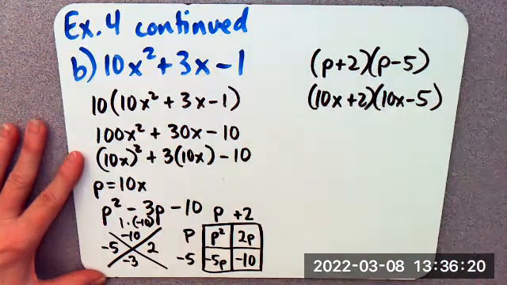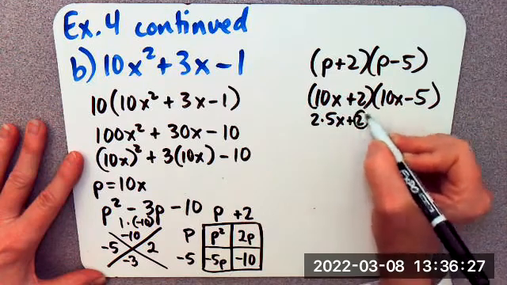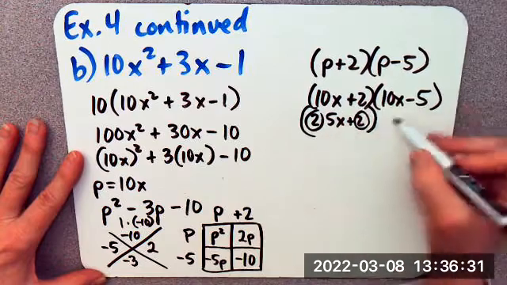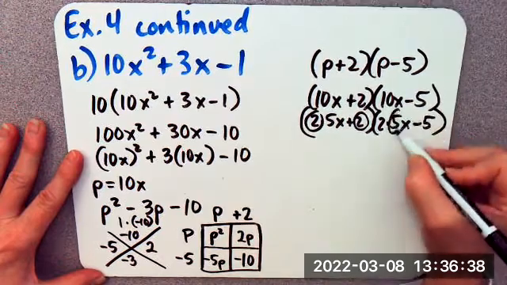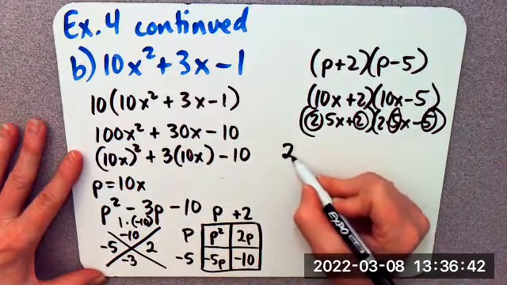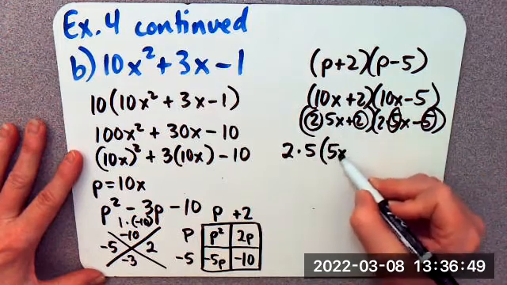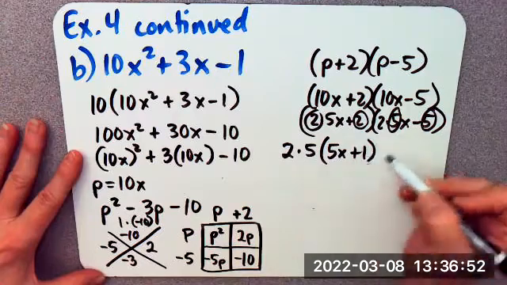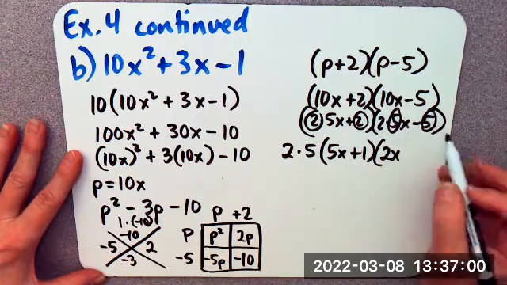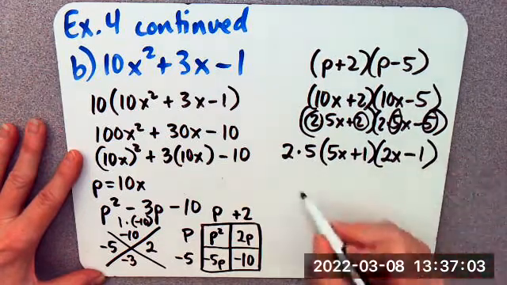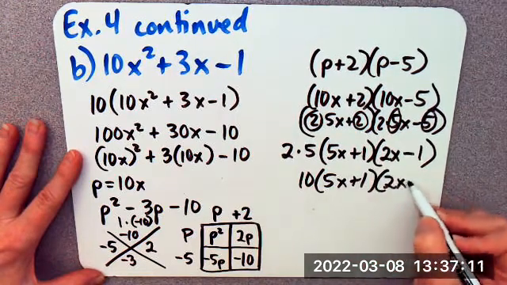Now, each of these has a different common factor. So this is 2 times 5x plus 2. So that has a common factor of 2 in here. And this one has 2 times 5 times x minus 5. So this one has the 5 as the greatest common factor. So we have to take a 2 times 5 out. And that leaves me a 5x here. And then 2 divided by 2 is just 1. And then this is 2 times x that's left over when we take the 5 out. And 5 divided by 5 is 1. So we have 10 times 5x plus 1 times 2x minus 1.